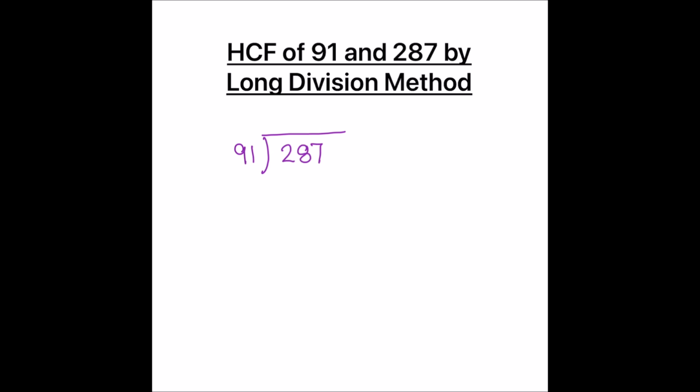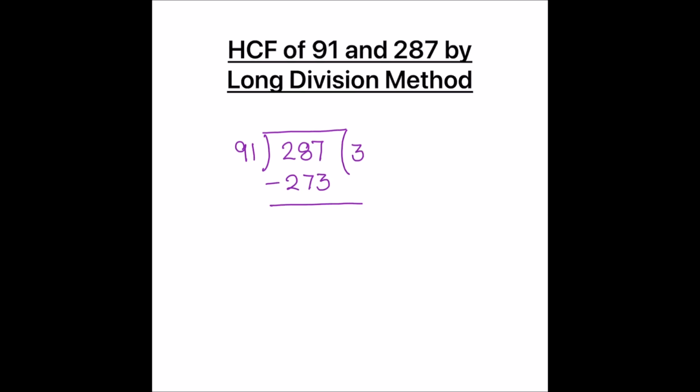So let's start by dividing 287 by 91. So 91 times 3 is 273. Subtract the two numbers. So 7 minus 3 is 4. 8 minus 7 is 1. And 2 minus 2 is 0. Now we get the remainder as 14.